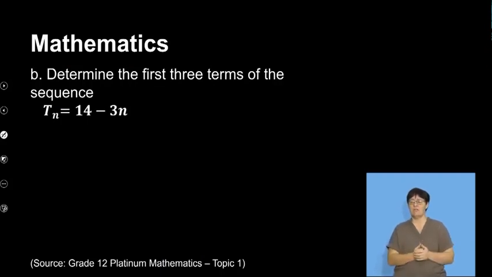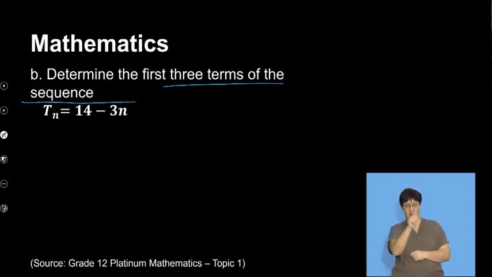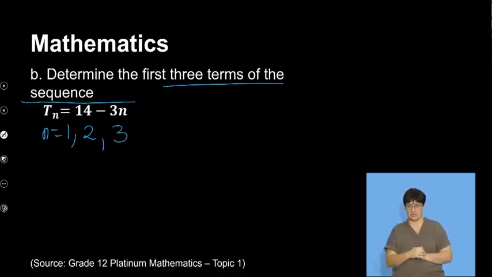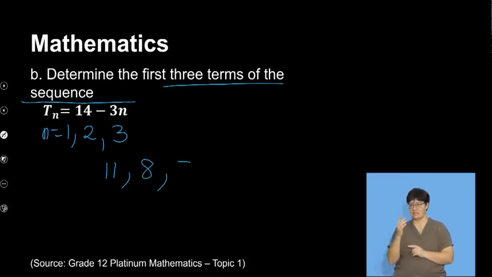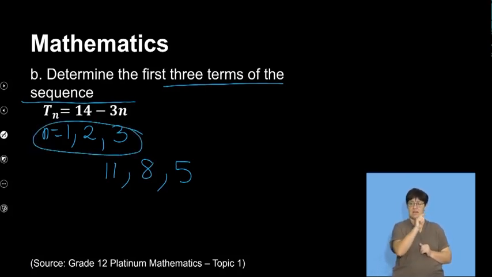So we now need to determine the first 3 terms of the sequence. That's found by substituting in n is equal to 1, 2, and 3. I'm going to then see that the first 3 terms are going to be equal to 11, 8, and 5. So if you substitute in n is equal to 1, 2, 3, I don't have time to show you all the algebra, you'll see that the first three terms of the sequence are 11, 8, and 5.